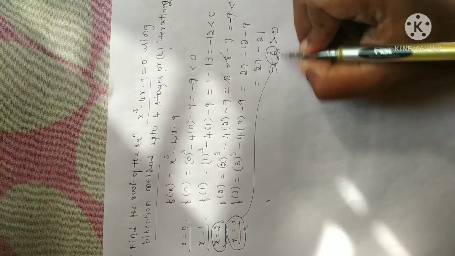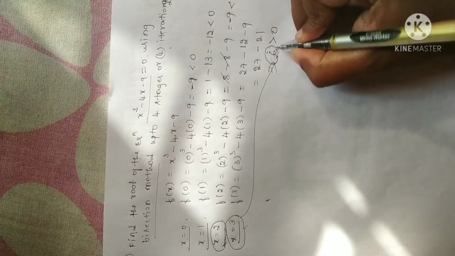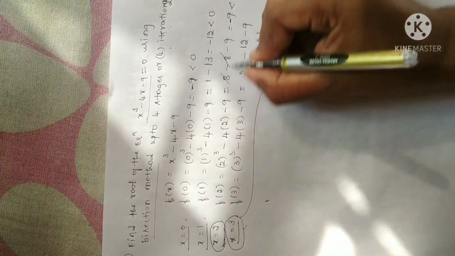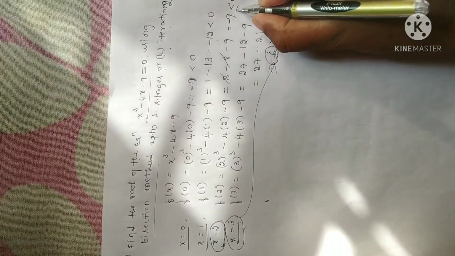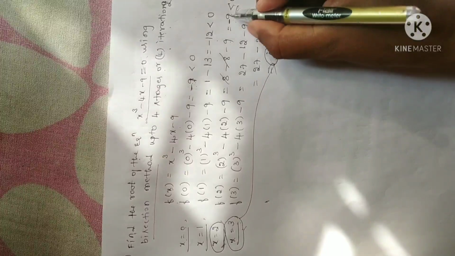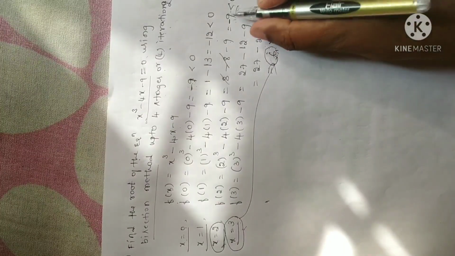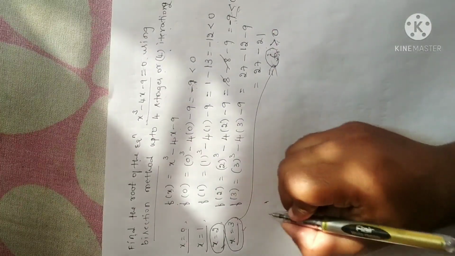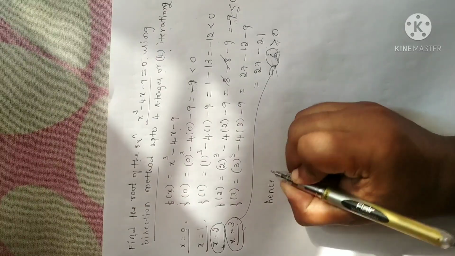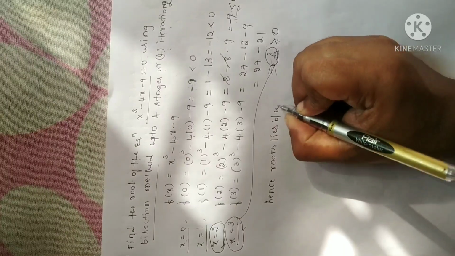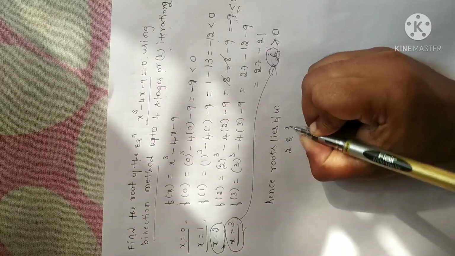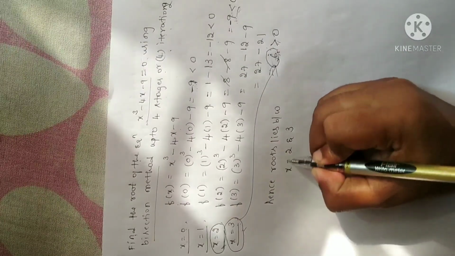When you give x is equal to 3, you will get 6. When you give x is equal to 2, you will get minus 9. That is a negative value. So one positive value and one negative value we have to take, just the preceding step. So I can write, hence roots lie between 2 and 3. In the sense x is equal to 2 and 3.